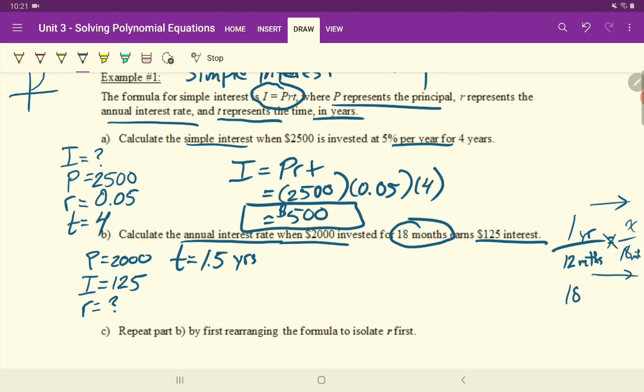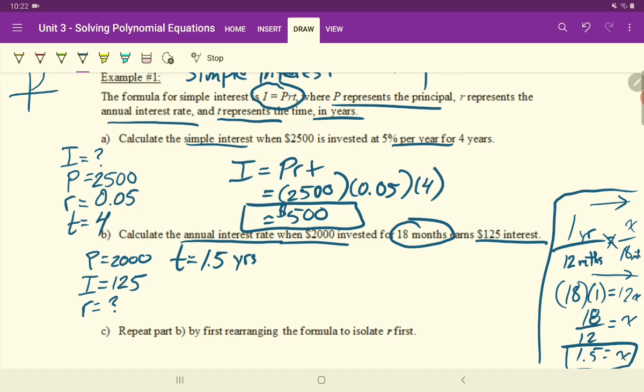So we get 18 times 1 equals 12x. 18 divided by 12 equals x, which is 1.5 on your calculator. So even though we didn't really need it for this case, that's the bulletproof way of doing conversions. I always tell my students to set up proportions and cross multiply.